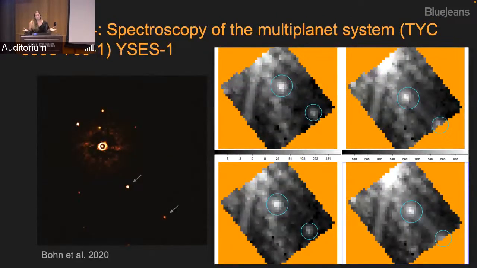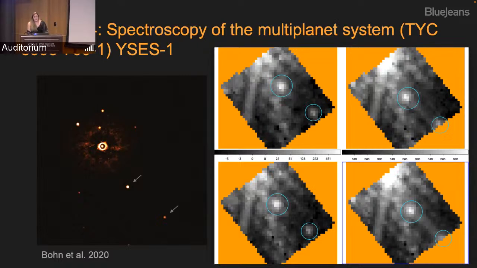Other JWST Cycle 1 and Cycle 2 programs aim to use NIRSpec and MIRI to obtain spectral information of substellar companions. Here I'm going to show one example. I'm the PI of the Cycle 1 program to image the WISPIT-1 system. We targeted these 2 Jovian exoplanets, WISPIT-1b and c, shown in the plot to the left from Bond et al. 2020. And we did get 1 to 12 micron low resolution spectra of the objects and moderate resolution spectra from 3 to 5 microns.